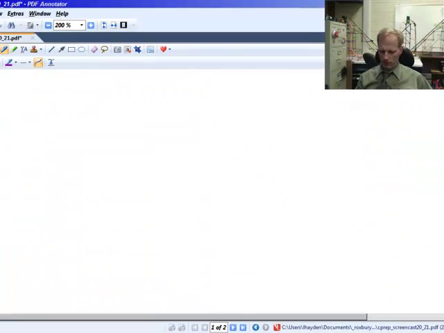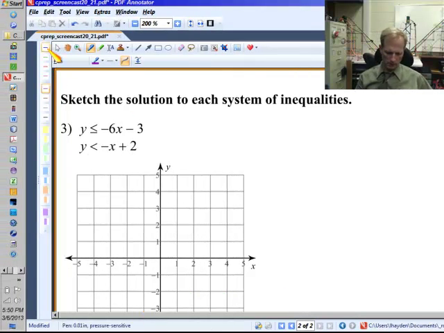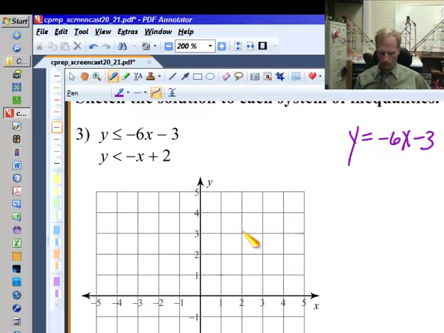Alright, and finally I have a system of inequalities that I'm going to solve by graphing. So the first step whenever I'm asked to graph a single inequality is to graph the borderline. So for the first one, the borderline or boundary line is y equals -6x minus 3. That's in slope-intercept form. So I'm going to go down to -3 on the y-axis. That's my b value.